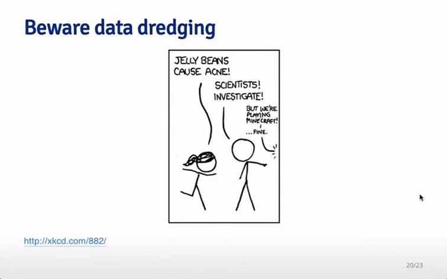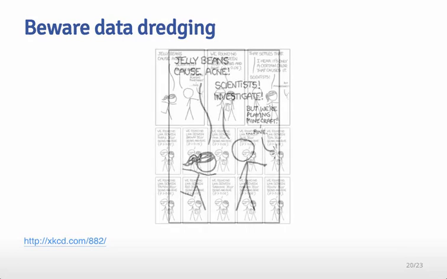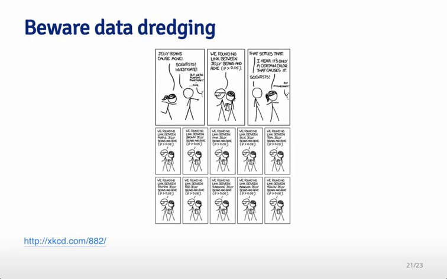Another key component of paying attention to big data and data science is being aware of data dredging. Suppose you want to consider something silly, like jelly beans cause acne. This comes from an XKCD cartoon. Scientists could investigate, and they find out that jelly beans aren't related to causing acne. Then they say, well, that settles that, but you could try to change your hypothesis. You could say, oh, well, actually it's just purple jelly beans that cause acne. No, it's brown jelly beans that cause acne. No, it's pink jelly beans.